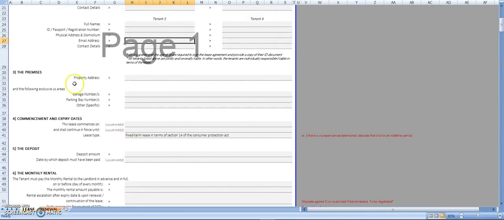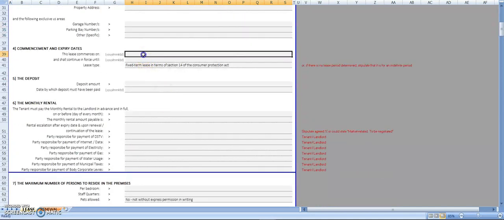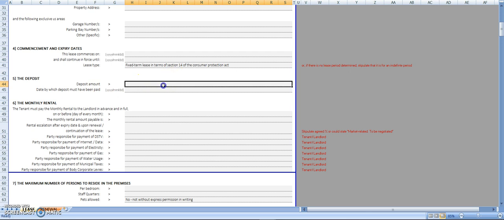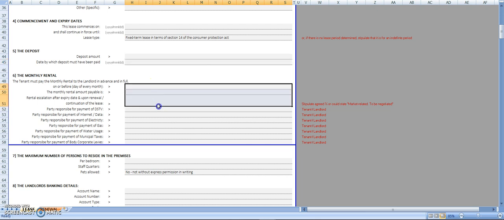Then the address of the property being rented, garage number, parking bays, and any other specific areas which are for exclusive use. Here you would input the commencement and expiry dates of the lease agreement. You would put down the deposit applicable and the date by which the deposit needs to be paid in order to secure the lease. Here you put down the monthly rental that the tenant needs to pay, and you can be highly specific as to what you pay and what the tenant pays.